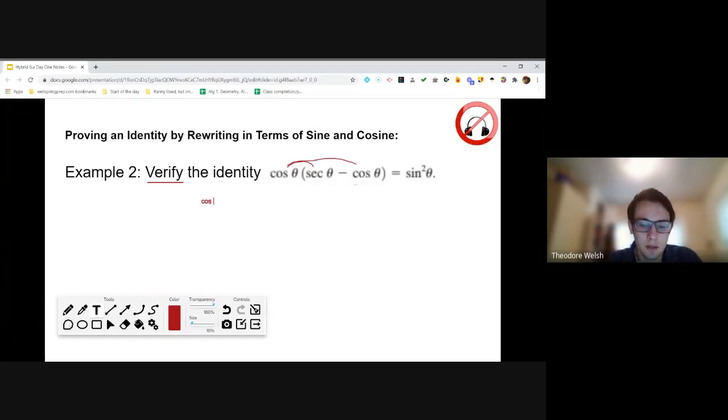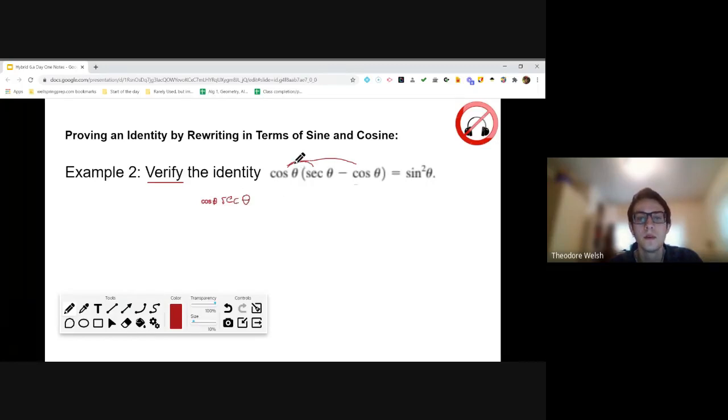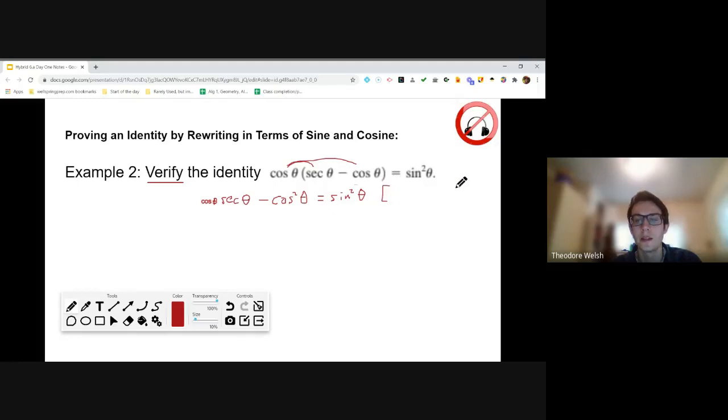So we have cosine of theta times secant theta minus cosine times cosine, which is cosine squared of theta. So that's my first step here. I need to describe what happened. Usually I just do a little arrow to show what's described. If you want to, put your description in brackets or something, that's fine. Anything to distinguish this is my description. And what I did was I just distributed.